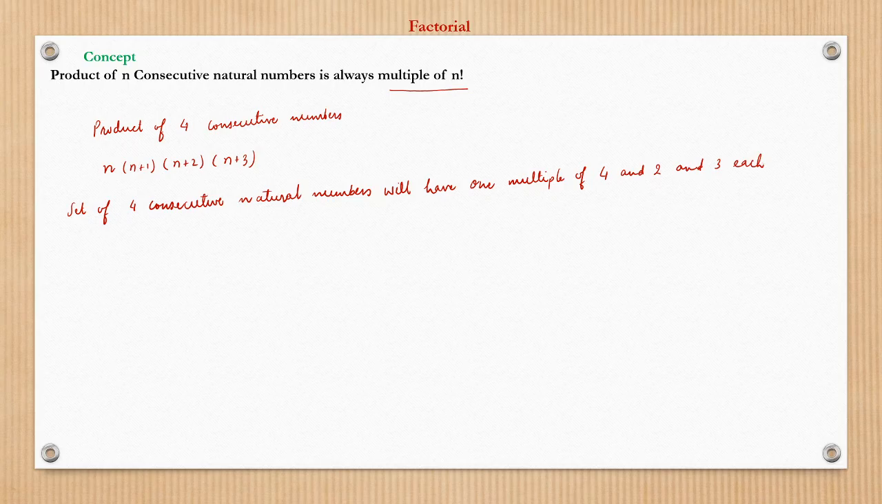Because every multiple of 3 will repeat after three numbers. So these four consecutive numbers will certainly have a multiple of 3. And we also know that every multiple of 2 will repeat after two numbers. So this has four numbers, so there will be two multiples of 2 and one multiple of 4.